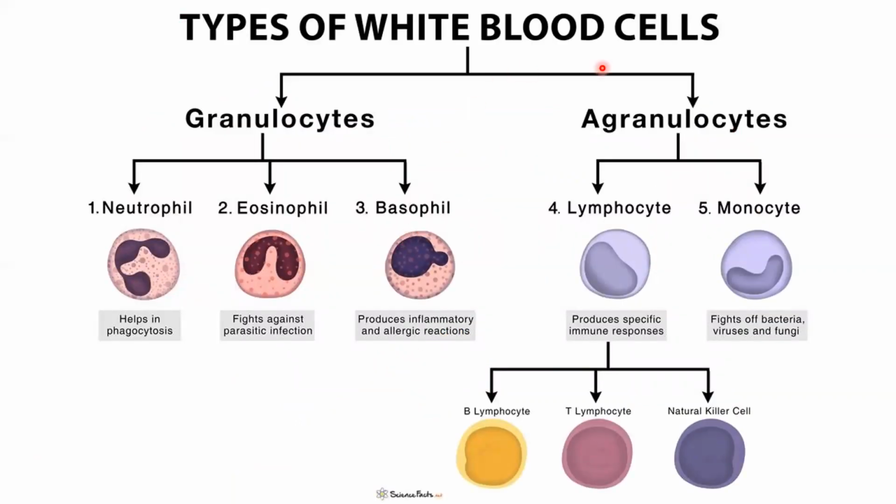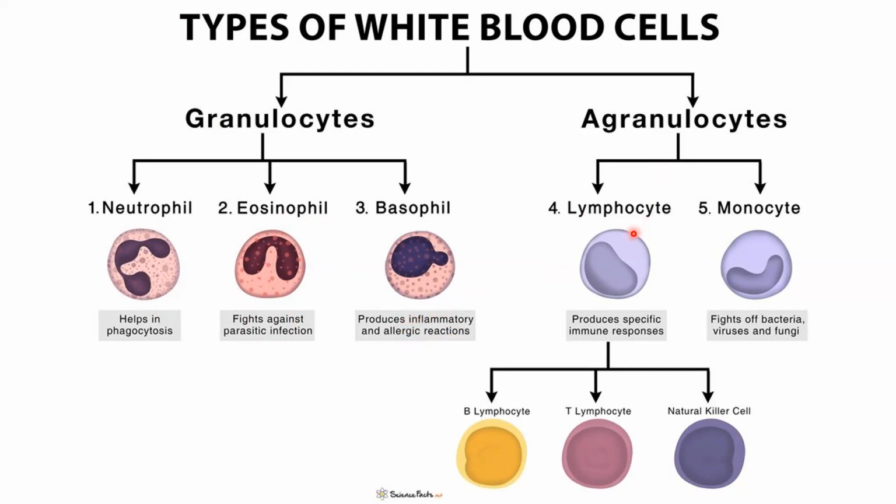Proceeding to your white blood cells or your leukocytes, it has different types: granulocytes or agranulocytes. Granulocytes because these different cells have granules: neutrophil, eosinophil, or basophil. Your neutrophils help in phagocytosis or eating of microorganisms. Eosinophils fight against parasitic infection, and your basophil produces inflammatory and allergic reactions.